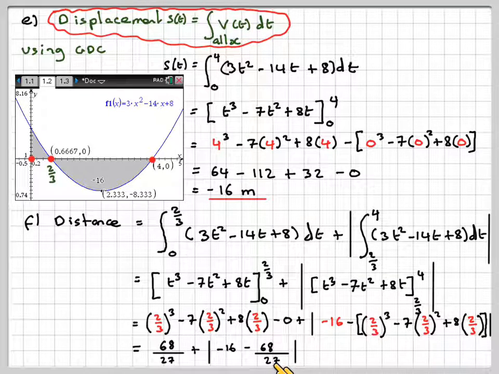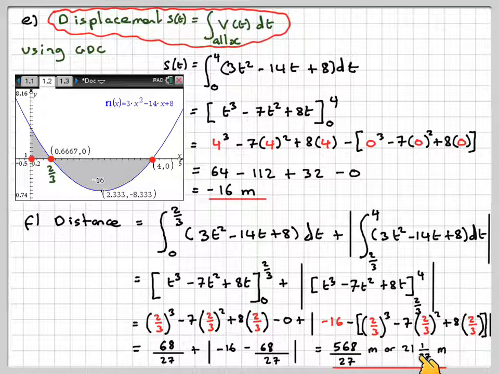68 over 27. But to do this, all we need to do is add these all together now, ignoring the minus signs. So we need to do 68 over 27 plus that value, plus that value. So what we're doing is taking that area and adding the positive value of that area together. So we get 568 over 27, which is 21 and 1/27 of a meter.